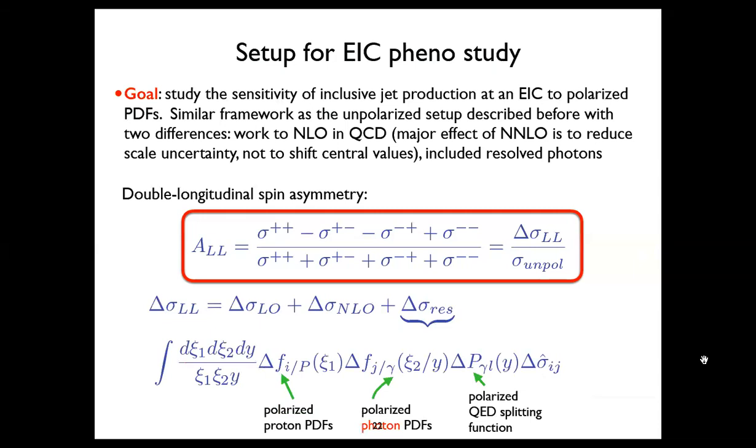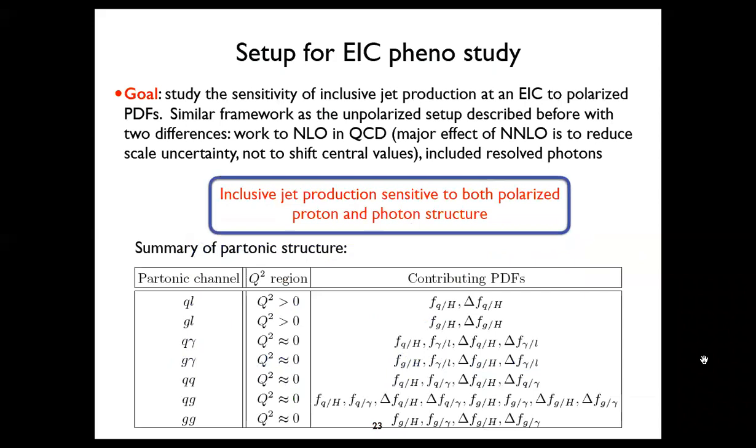This again comes from the same splitting of lepton into collinear photon that we talked about previously, except now we allow the photon to behave non-perturbatively, which in nature it does. So now this resolved photon piece is sensitive to both the polarized proton PDFs and also the polarized photon PDFs. And as you know, these are also quantities that are not very well known and that there is some interest in examining at a future EIC. So the message that I want to make here is that inclusive jet production is sensitive to both the polarized proton and photon structure.